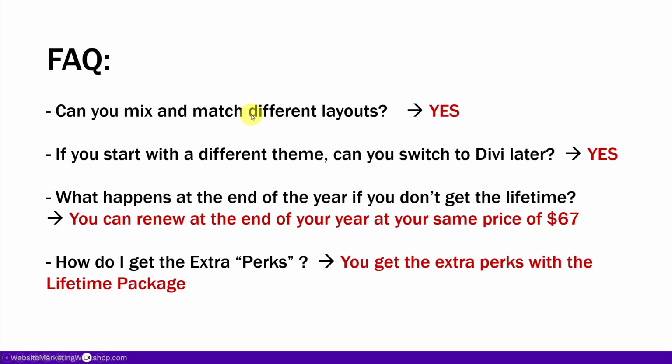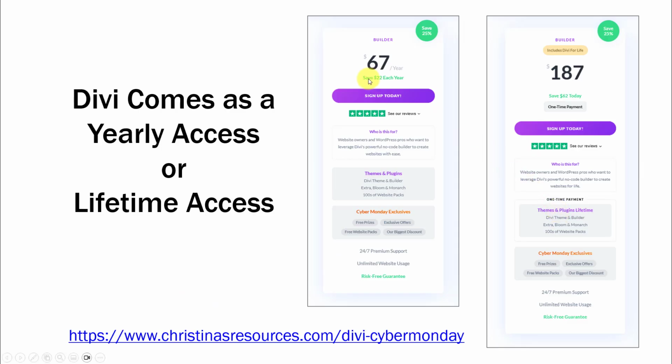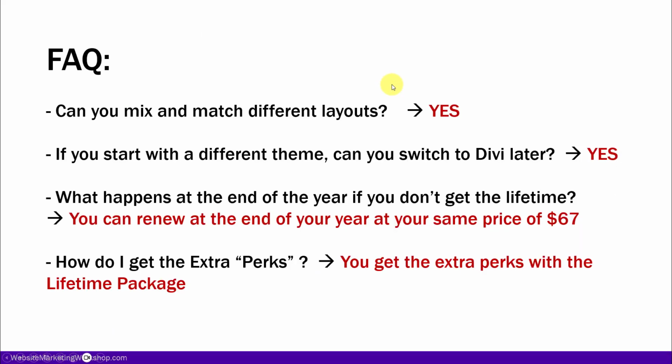Can you mix and match different layouts? The answer is yes. If you start with a different theme, can you switch to Divi later? Yes. So maybe you're using a different theme. Maybe you like your theme, but you only want Divi on certain pages. You can do that as well. What happens at the end of the year if you don't get the lifetime? You would renew at the end of your year for your same price of 67. So I believe it's locked in at 67. I think that's what, yes, save $22 each year. So that would be your price instead of 87.